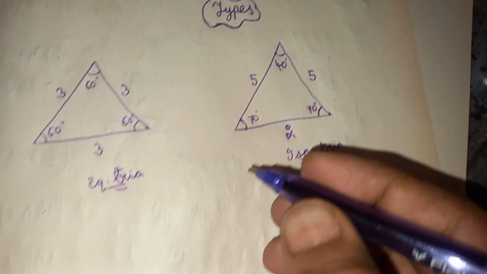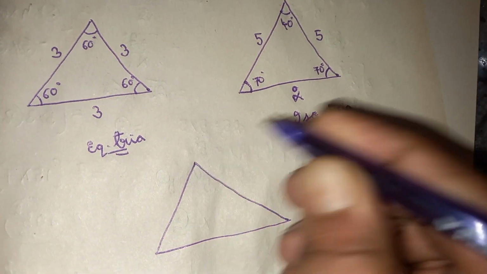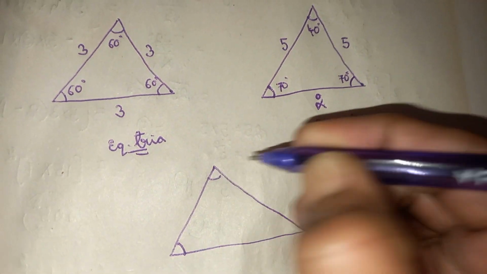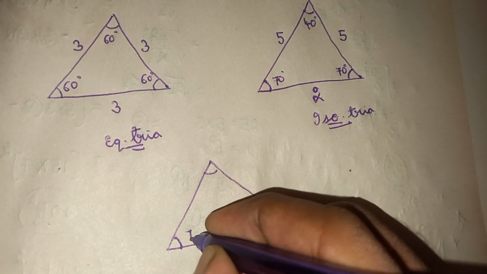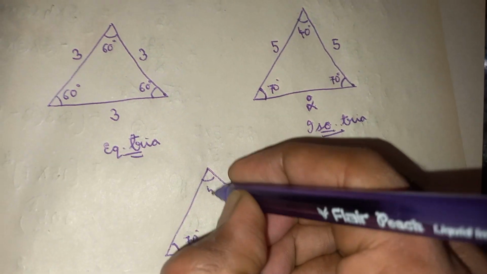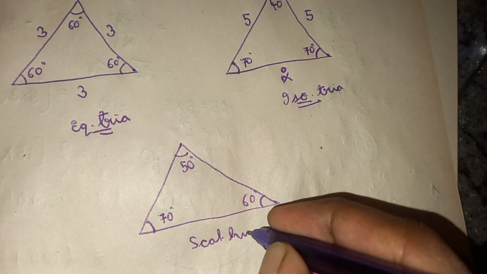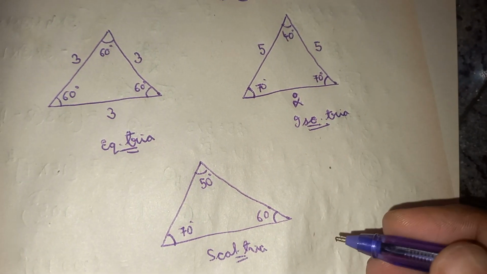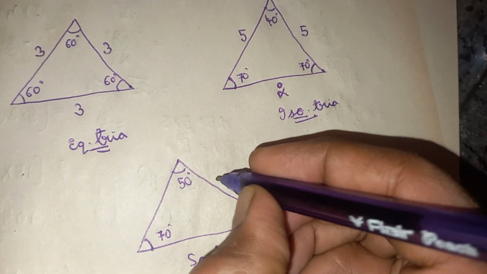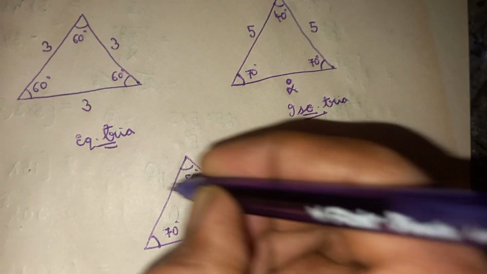This one more triangle is known as the scalene triangle. In a scalene triangle, none of them are equal. All three sides are of different lengths, and all three angles are also different. This is 70 degrees, this is 60 degrees, and this is 50 degrees. This is known as a scalene triangle. These triangles are based on the length of the sides and the angles. You can take approximately 7, 6 and 5 as the sides.